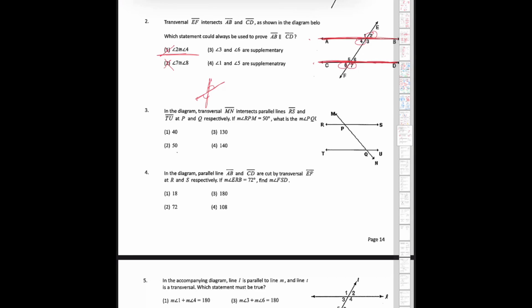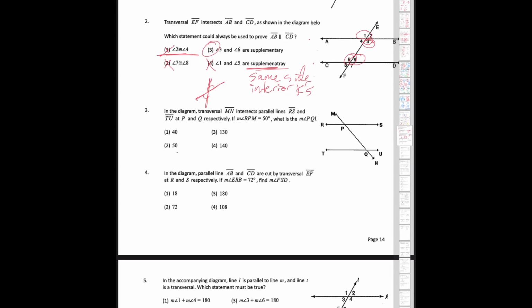Choice 3 is angle 3 and 6 are supplementary. So let's take a look. Angles 3 and 6 are supplementary. That is true. They are same side interior angles. And that would be enough to give us two parallel lines. But let's check out the last answer anyway, choice 4, and see what this says. Angles 1 and 5 are corresponding angles, and they are congruent. But this says they're supplementary, so we're out choice 4. Our answer is choice 3.